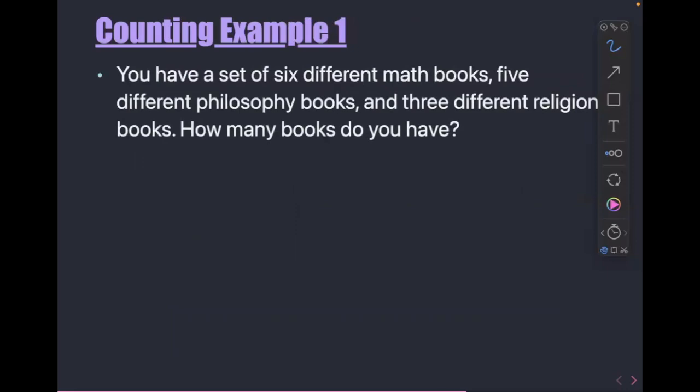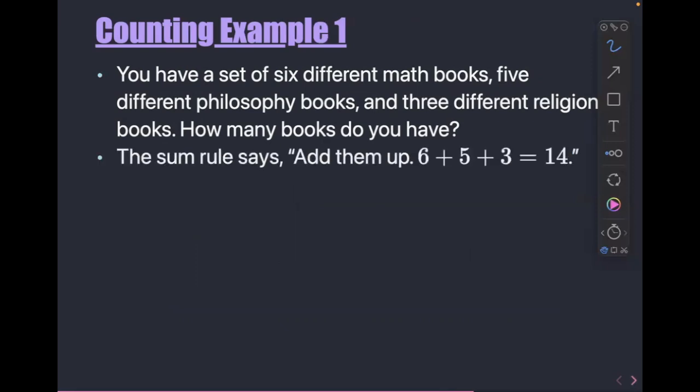So first we're going to talk about this sum rule. I have a set of 6 different math books, 5 different philosophy books, and 3 different religion books. How many books do I have? And the answer is, by the sum rule, we just add them up. So the number of math books, which is 6, the number of philosophy books, which is 5, and the number of religion books, which is 3. So that would give me 14.